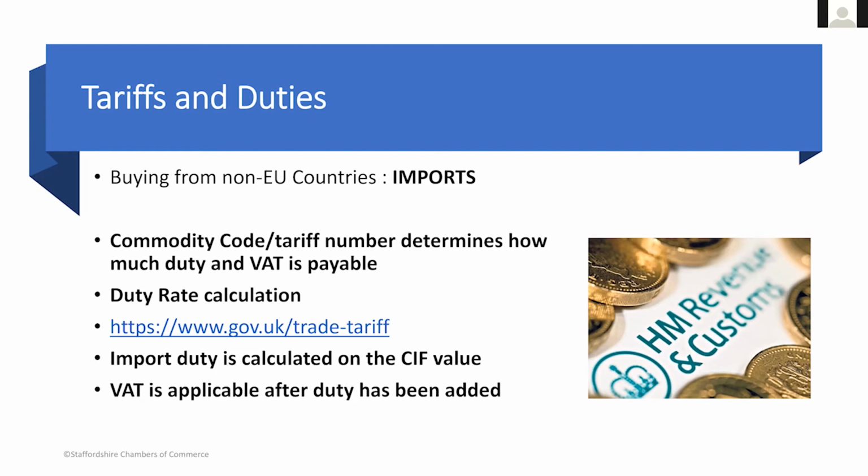The VAT is then calculated on top of all of the charges. So that includes the total value of your goods, the shipping costs, and then you have to add all the UK charges such as customs clearance and delivery costs from port of arrival through to your door. So that's how it works.